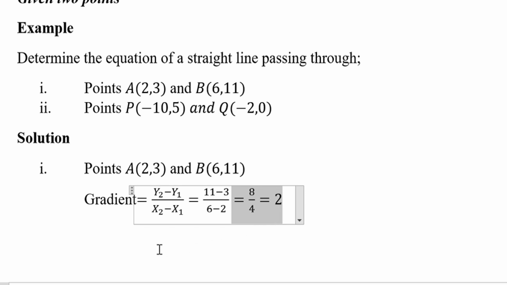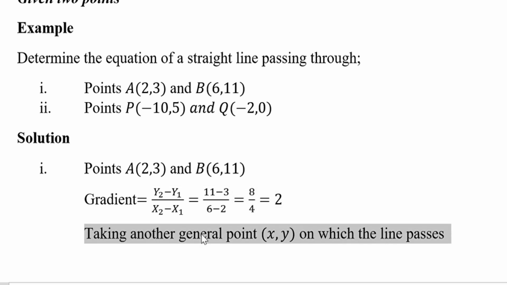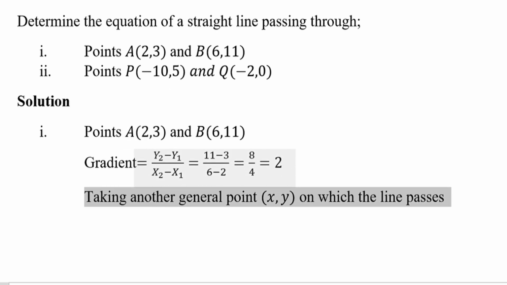Now the next thing we do after we have finished that is to take another general point xy on which the line passes. Remember, a line passes through many points. So there is that general point xy on which the line passes. That one, we take it together with one of these 2 points and we calculate the gradient, which we know is equal to 2.